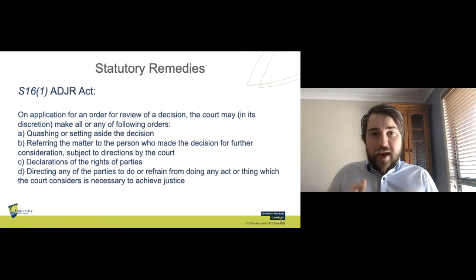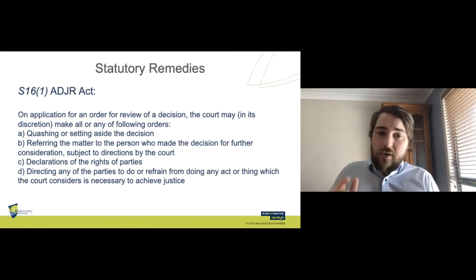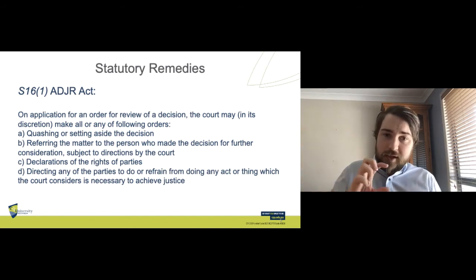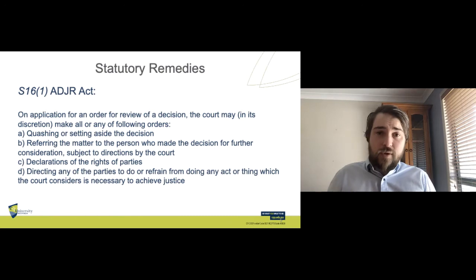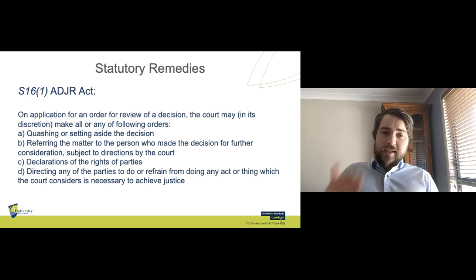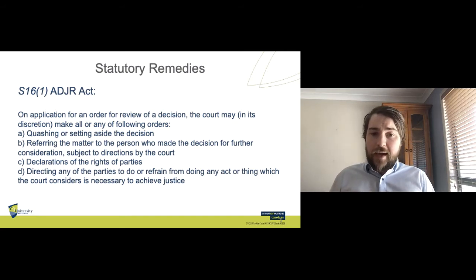In thinking about the remedies themselves that are available, because throughout this unit we've been focused largely on statutory grounds of review under the Administrative Decisions Judicial Review Act, it makes sense to start with the remedies that are provided for in that act. So Section 16 lists the remedies that a court may, in its discretion, make. And so it can quash or set aside the decision.